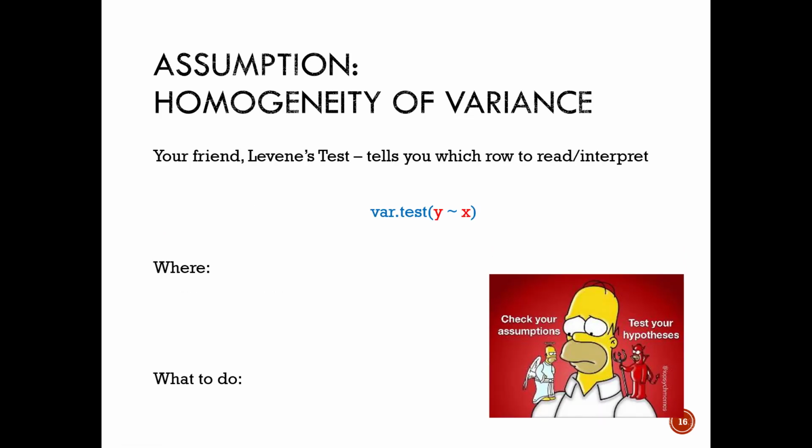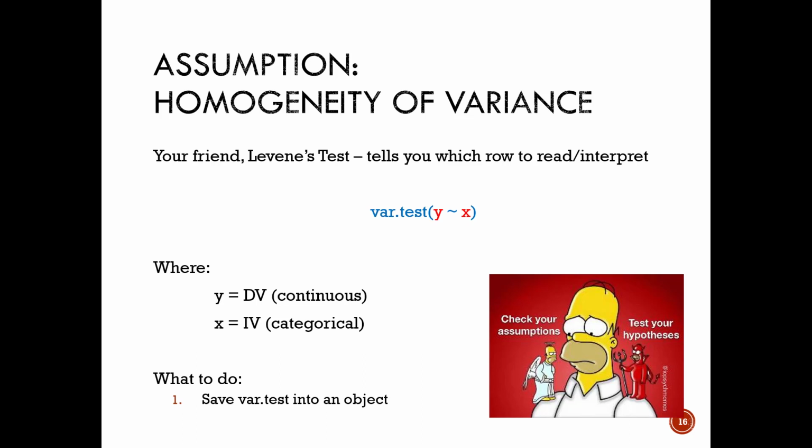Now, we'll talk a little bit more about how to test for this in RStudio when we get to the demo, but something to remember is that you use the Levene's test in order to test the hypotheses that I just showed you. And you can run that in RStudio by using the var.test function, where the y represents the dependent variable, which should be continuous, and then x represents the independent variable, which should be the categorical variable that gives you those two groups. And what you would do is to save this var.test into an object and then print that object.